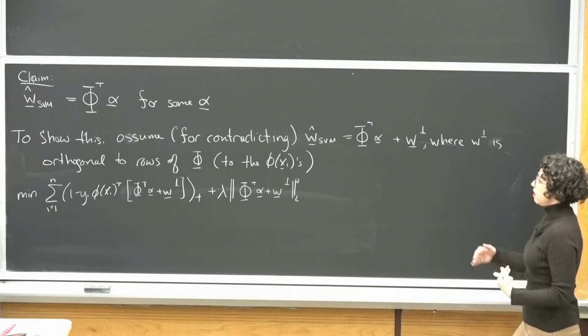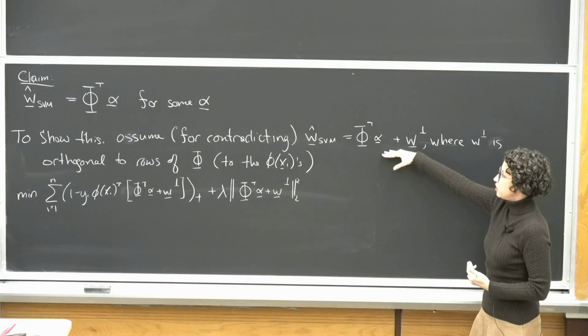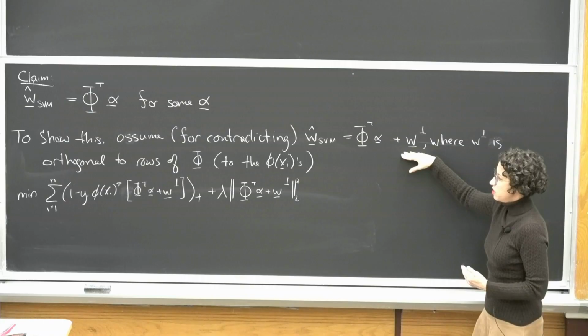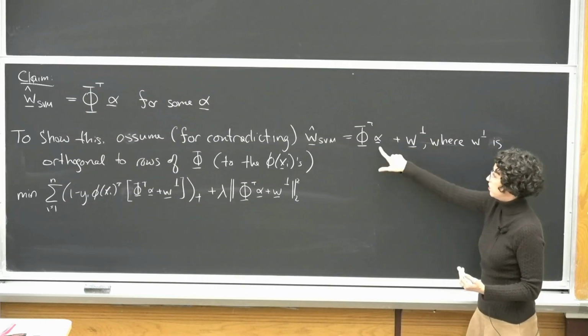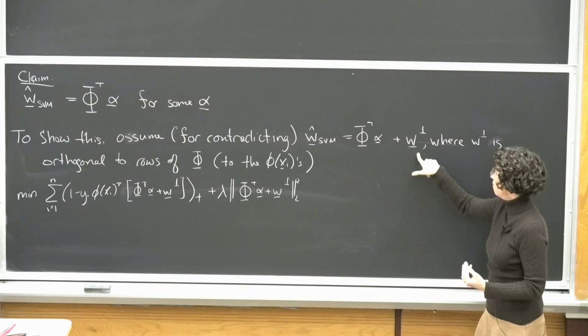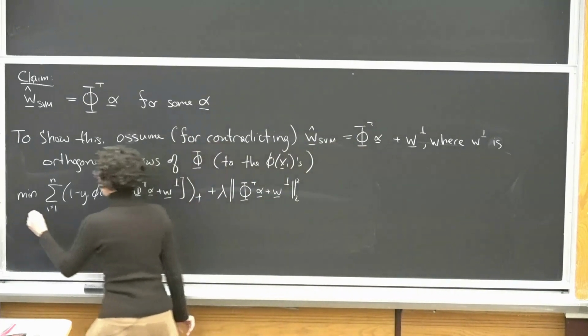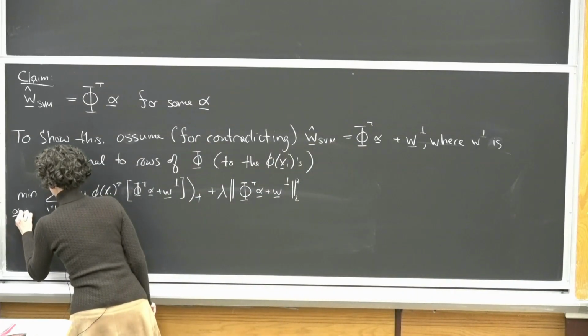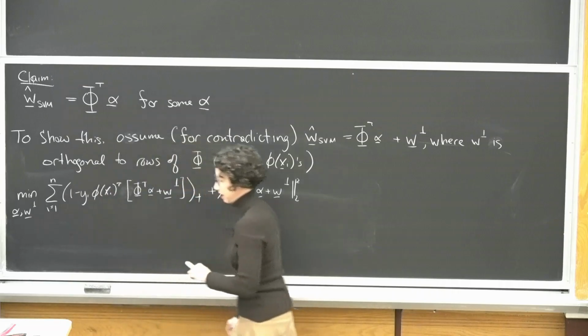And so if I know that my support vector machine has this form, then finding the best weight vector is the same as finding the best alpha and finding the best W perp. So now I'm minimizing over alpha and W perp, like that.